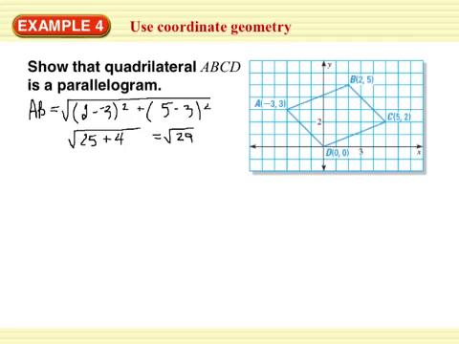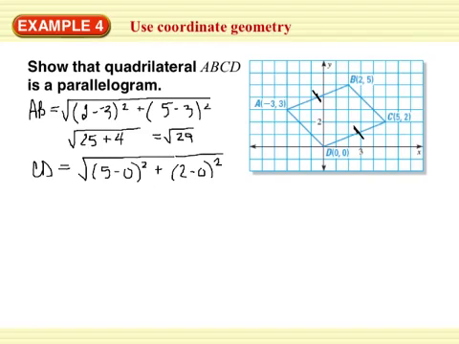Now let's look at the side. So we're checking out AB and CD. We're trying to make sure they are congruent. All right, x minus x. 5 minus 0 squared plus 2 minus 0 squared. I get 5 squared, which is 25, plus 2 squared, which is 4. So we can say AB is equal to CD.